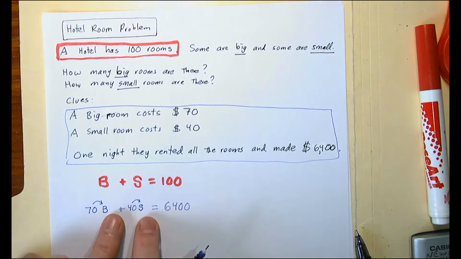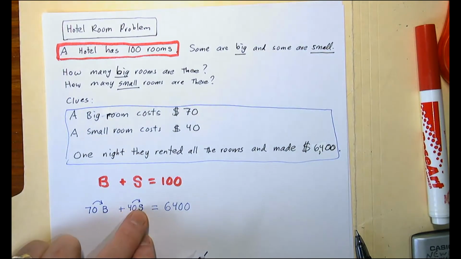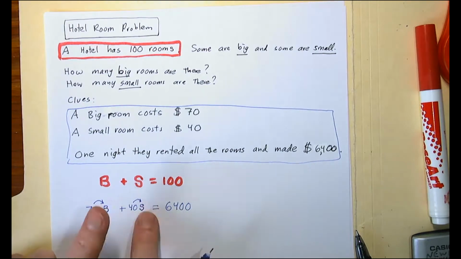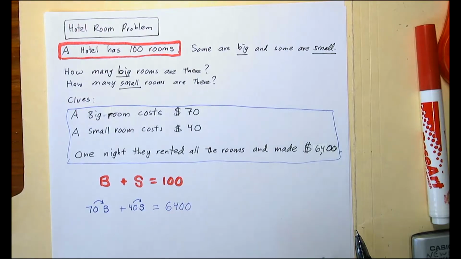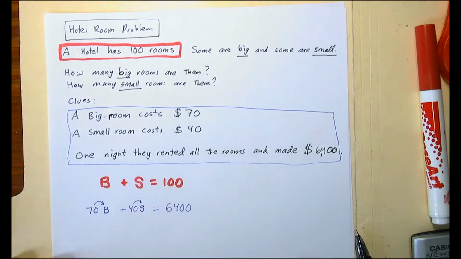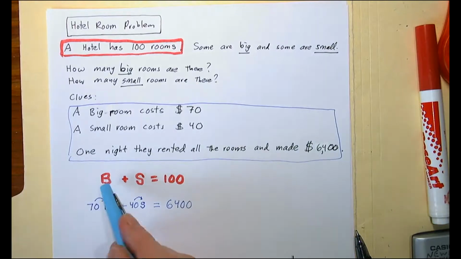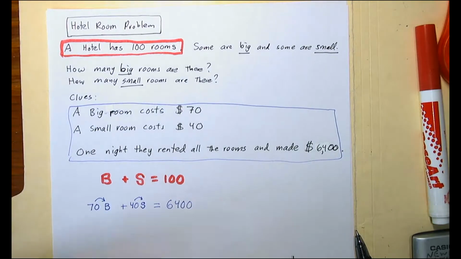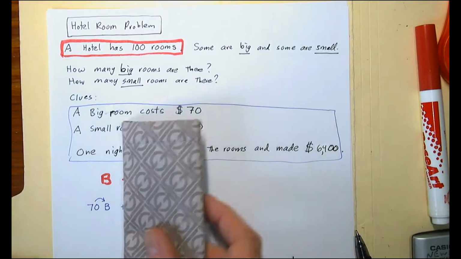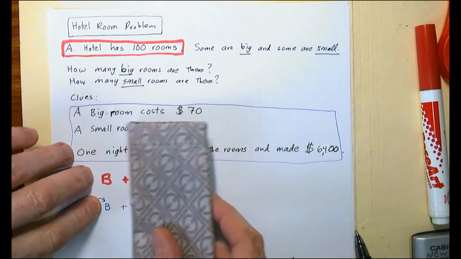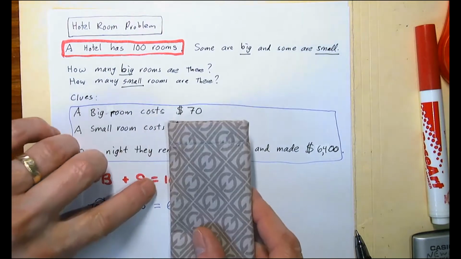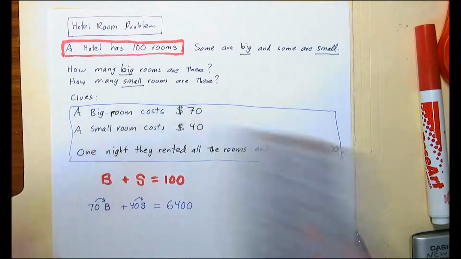So is it 50 and 50? Is $70 times 50 rooms plus 40 times 50 rooms the right total? I could sit here and keep guessing, couldn't I? So what are you going to do? Well, look, you've got 2 equations. Now it's your choice. They're lined up, aren't they? B's are lined up. S is lined up. Equals is lined up. The money's lined up.